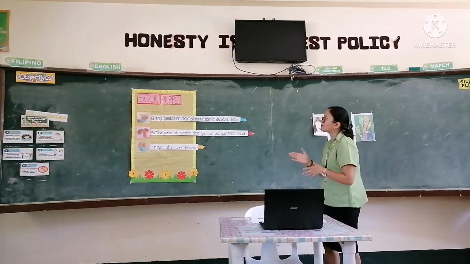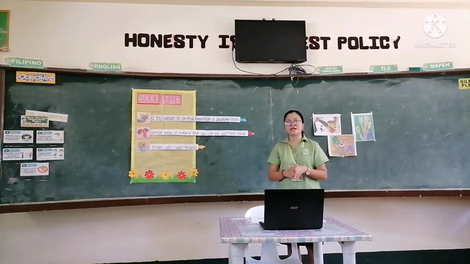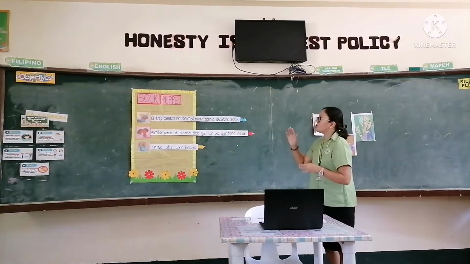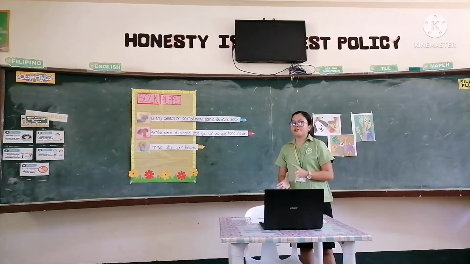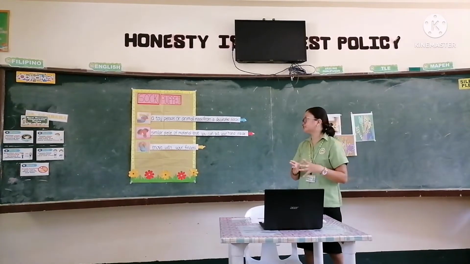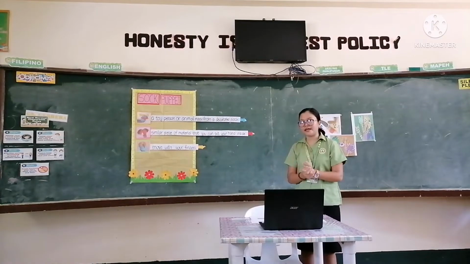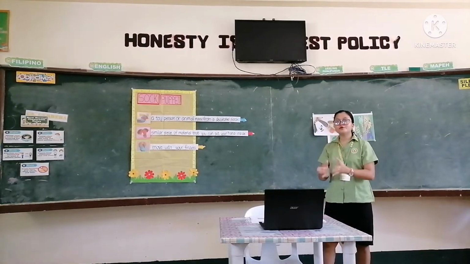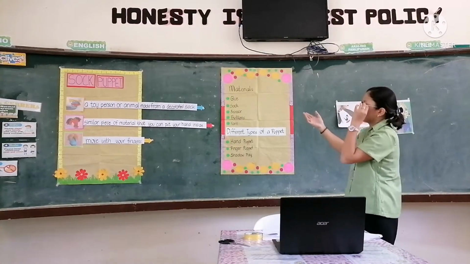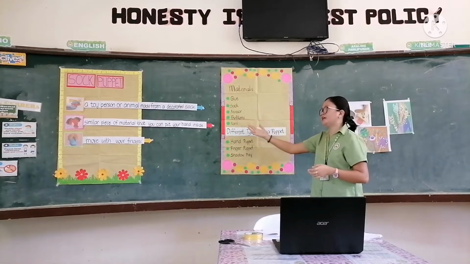A puppet, meaning a toy person or animal made from a decorated sock or similar piece of material that you can put your hand inside and move with your fingers. Yes. So meaning, a puppet is a toy person decorated from a soft material, a similar piece of material that we can put our hand inside, into the pocket, to move our fingers. These are the materials in making a sock puppet: the glue, the sock, the scissors, buttons, and yarn.